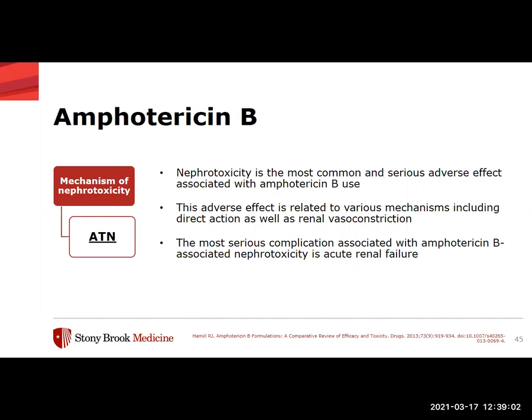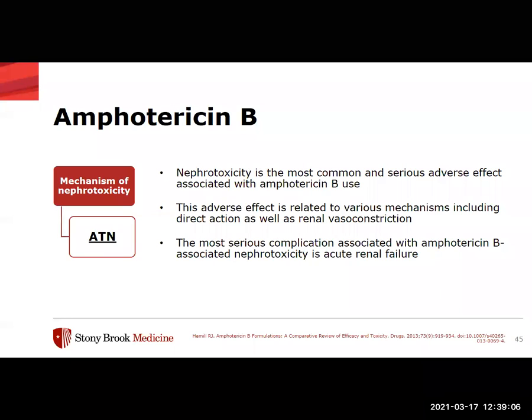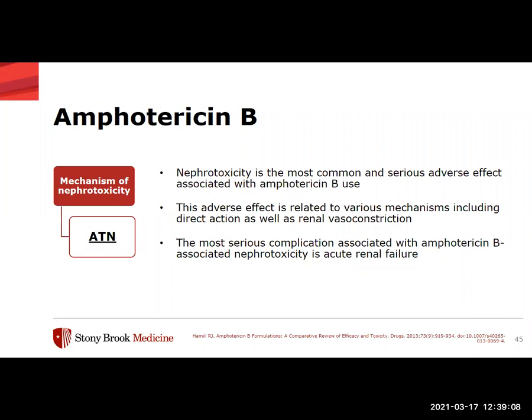So these mechanisms together are working to create this tubular damage, and it's a well-known problem associated with amphotericin B and can cause serious complications like acute renal failure.